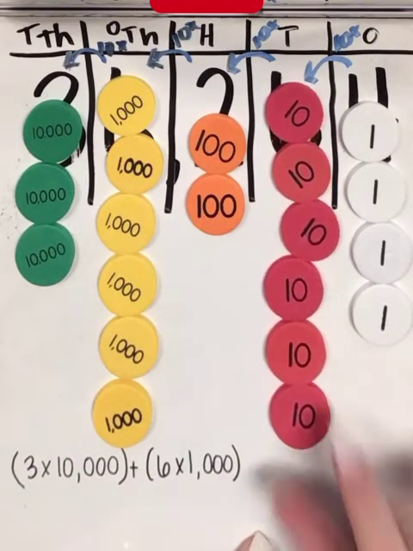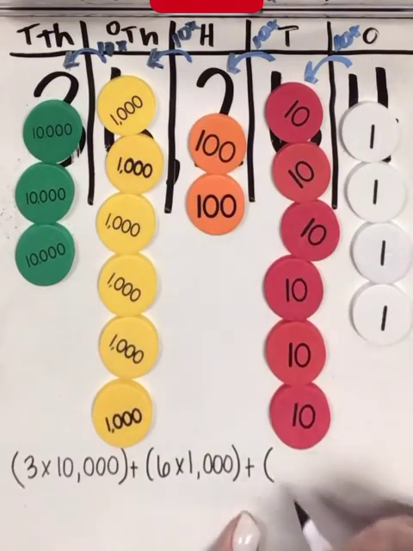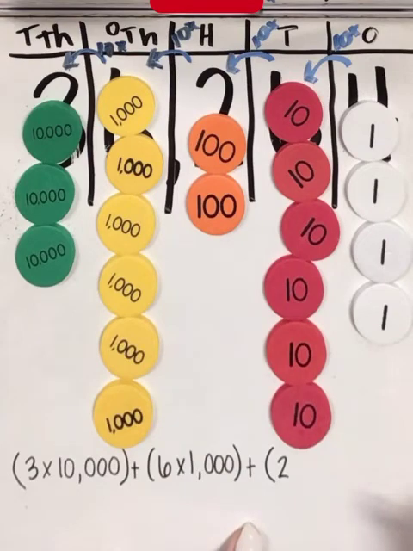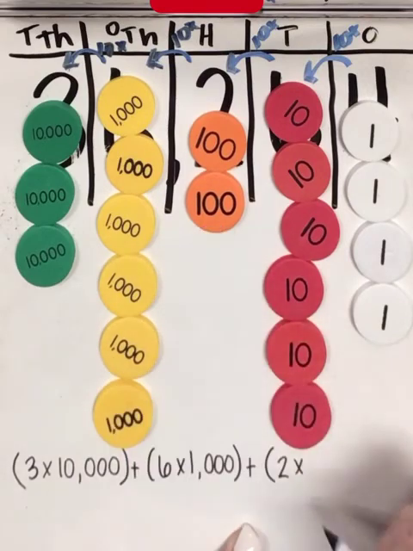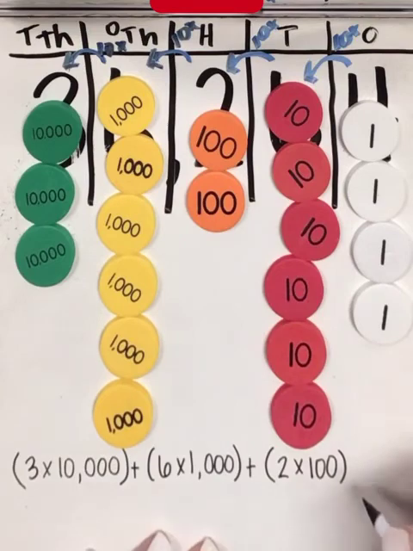So now we're going to do our next one. We are in our hundreds. So you're going to do the digit. How many do we have? Well, our digit was 2. And how many 100s do we have? We have 2 100s right there. So now we're going to multiply it by the value. And the value is clearly 100. Okay, so remember, we're using our multiplication sign because we have two equal groups of 100. We have 2 groups of 100. Okay? Now we're going to add it.